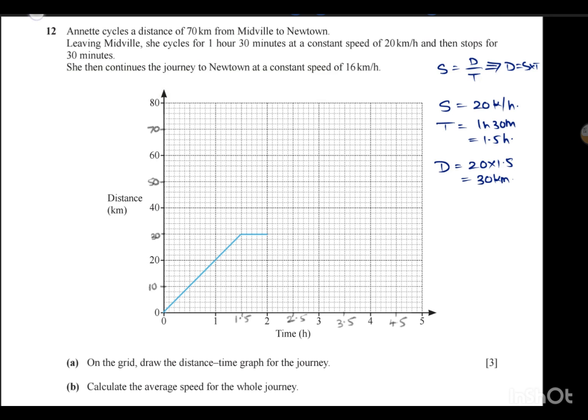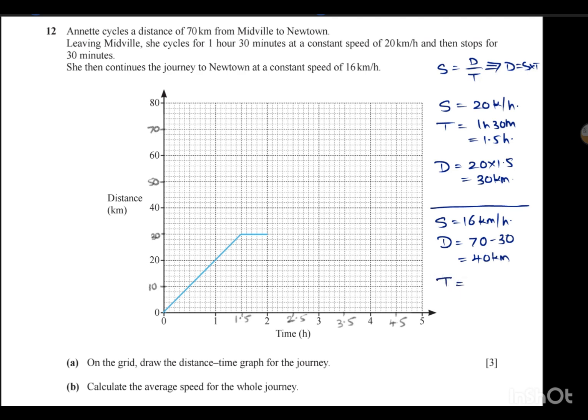Now here you know the speed. Then in the second case, you know the speed, which is 16 kilometers per hour, but the distance you can find out by doing 70 minus 30. You don't know the distance here, you have to find it out, that is 40 kilometers. Now we have to find out the time taken for this.